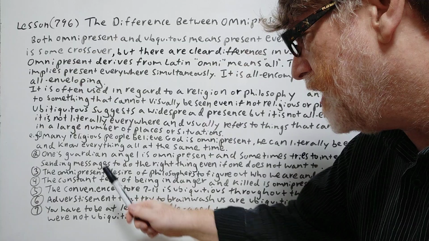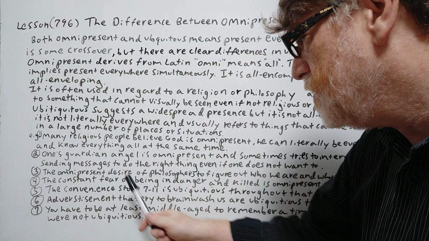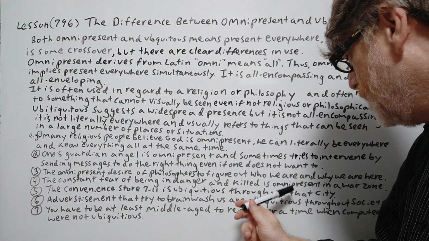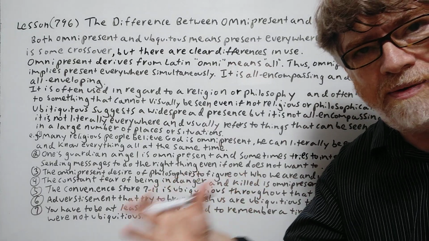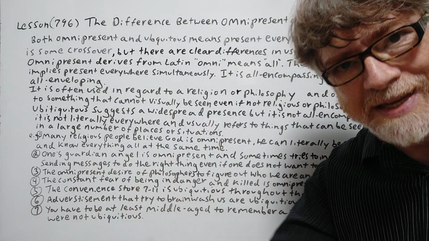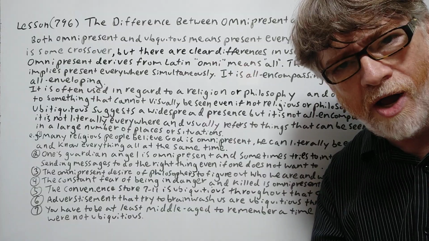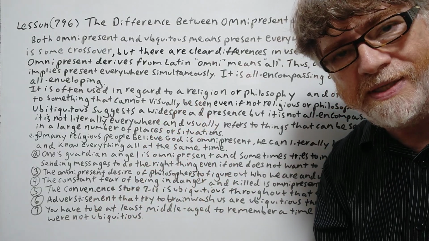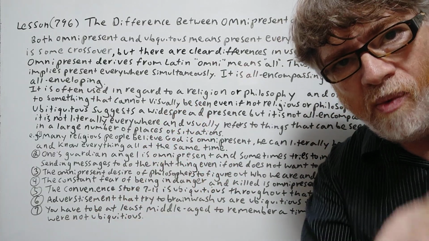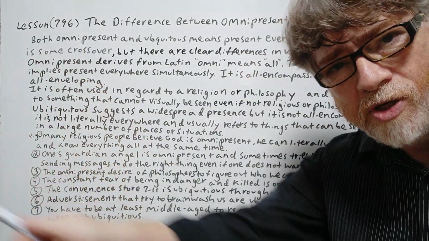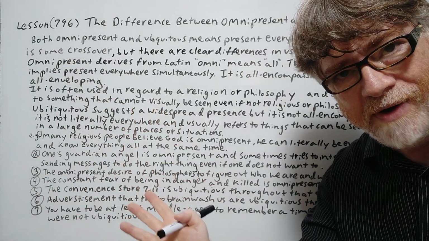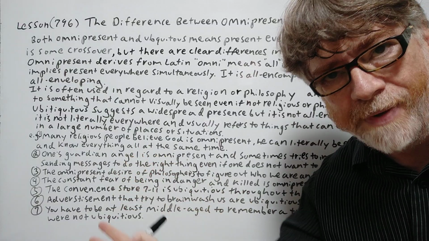Number 5 here. The convenience store 7-Eleven is ubiquitous throughout the city. Now 7-Elevens, you can physically see them. Are they literally everywhere? No. The whole street is not filled with 7-Elevens. There might be one here and one on the next street and one on a couple of streets away. They're around everywhere, but they're not all-encompassing.